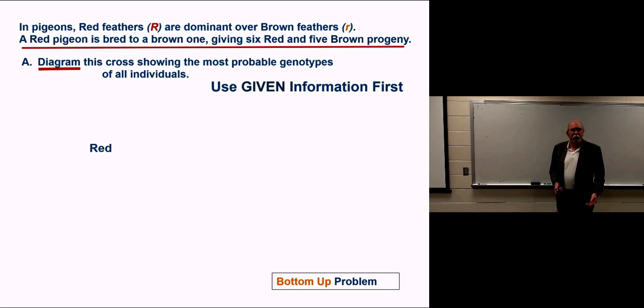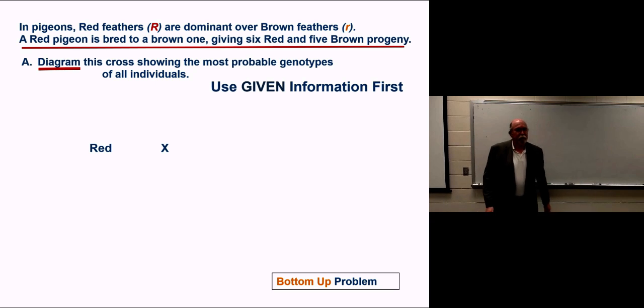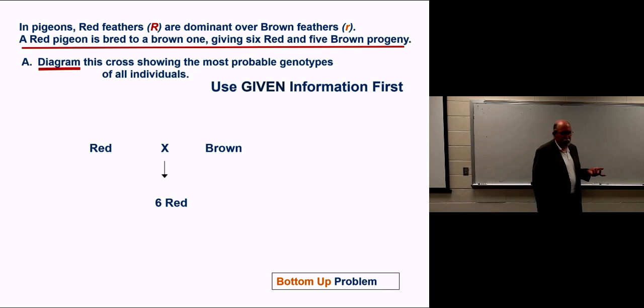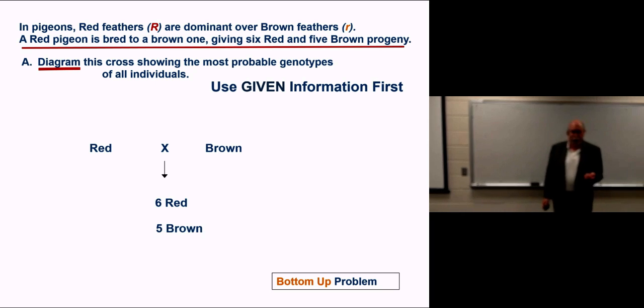Write down red, that's one of the parents. Write down brown, that's going to be the other parent, right? Okay, and then say, those are the two who crossed. And then what do we get out of it? We got 6 red and 5 browns, right? Okay, that's what we got. Now, what else do we know?